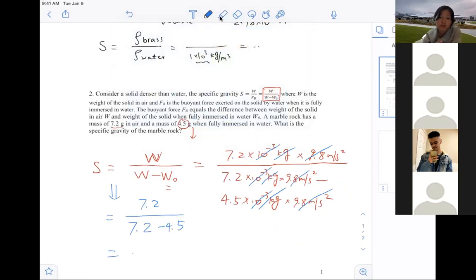So that's what you can do in your lab as well, because this is in grams, this is in grams, and g can cancel out. So you can just take this number as it is and do your calculation. It will be fairly straightforward and much faster than if you had gone through all of those conversions.